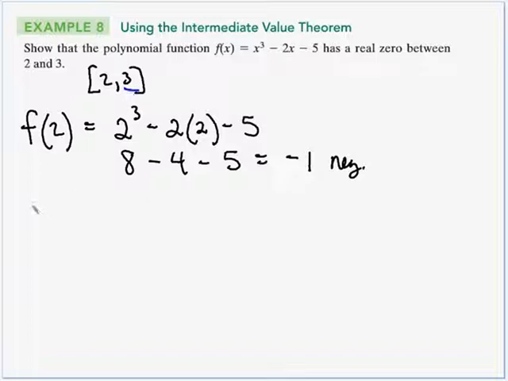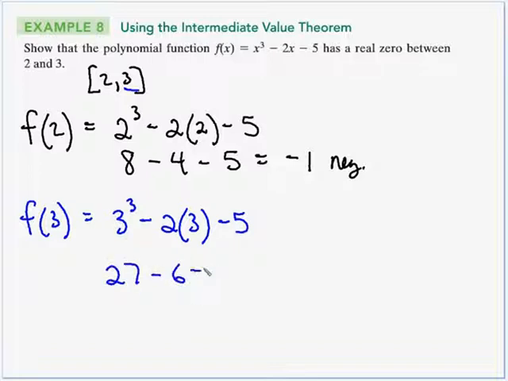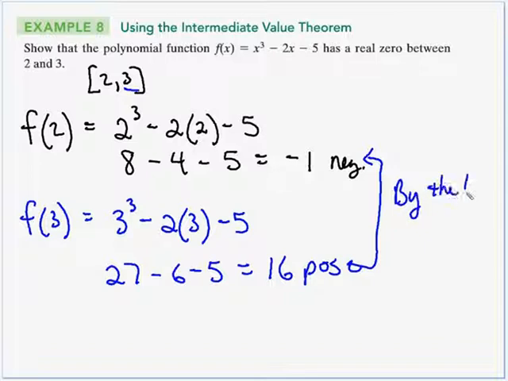And the other endpoint is 3, f of 3. That's going to be 3 cubed minus 2 times 3 minus 5. So that's going to be 27 minus 6 minus 5, which is 16. And it's positive. Okay, because one's positive and one's negative, by the IVT, by the intermediate value theorem, there must be some number between 2 and 3 that when we plug it in here, it's going to exactly equal 0.